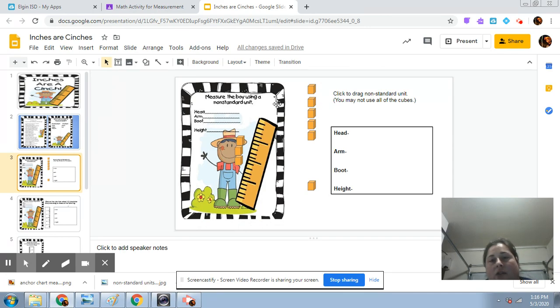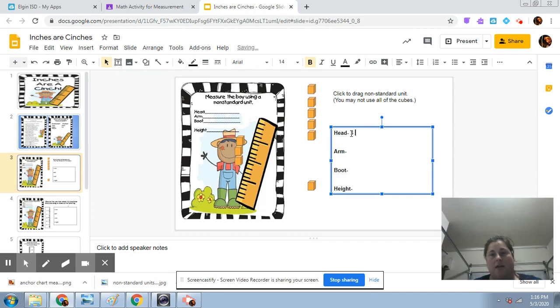This says to use a non-standard unit. So for this, you could either get something around your house. In fact, I would encourage that. But if you can't find anything, you can also click and drag these cubes. So I already started doing that. This takes care of the head. So it looks like there are 1, 2, 3. We're going to round up. So 3, and I'm just going to type units. We already know that I'm using those.